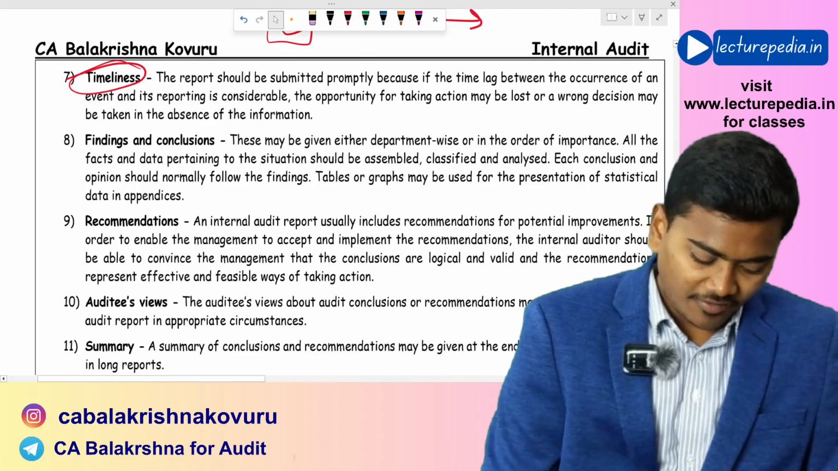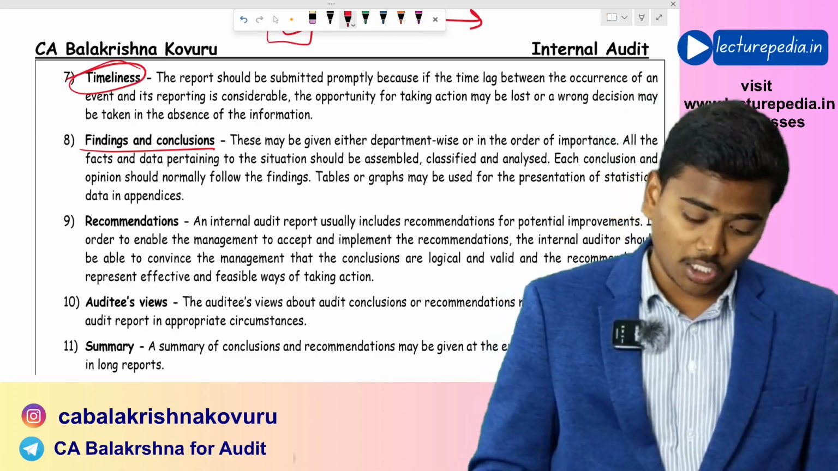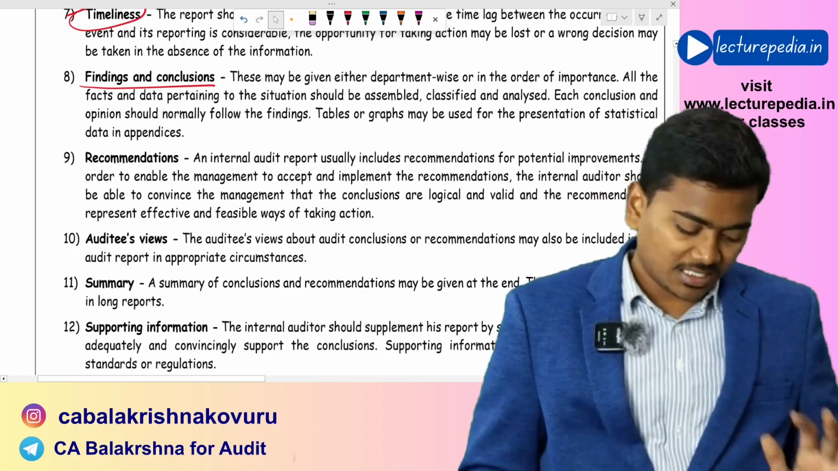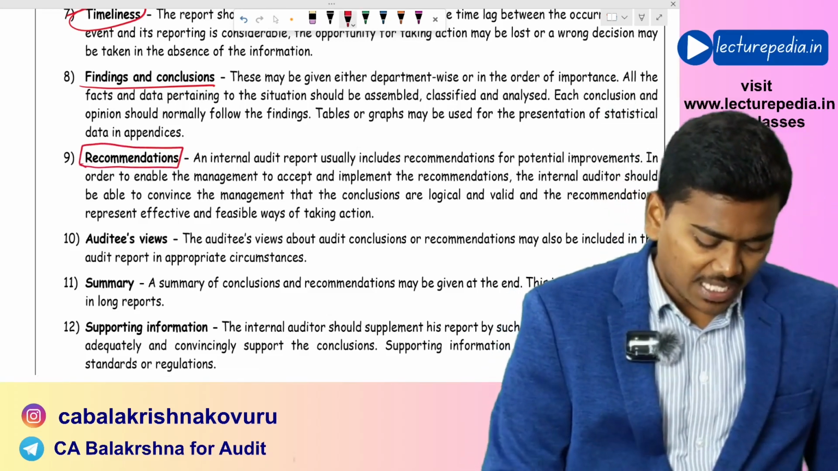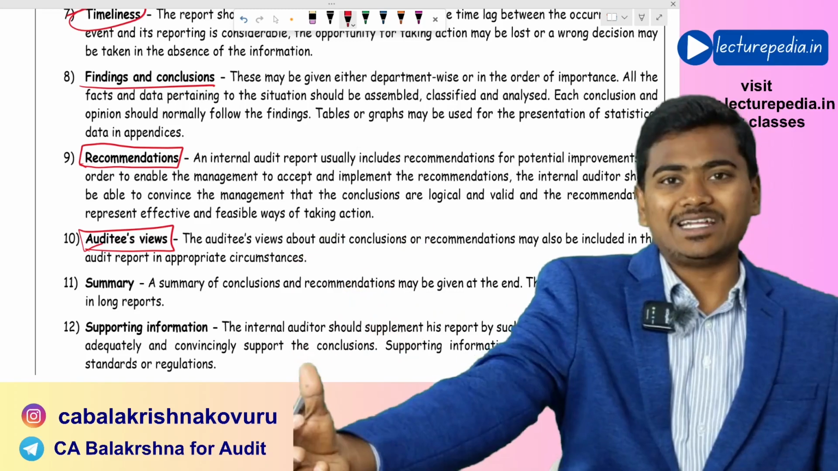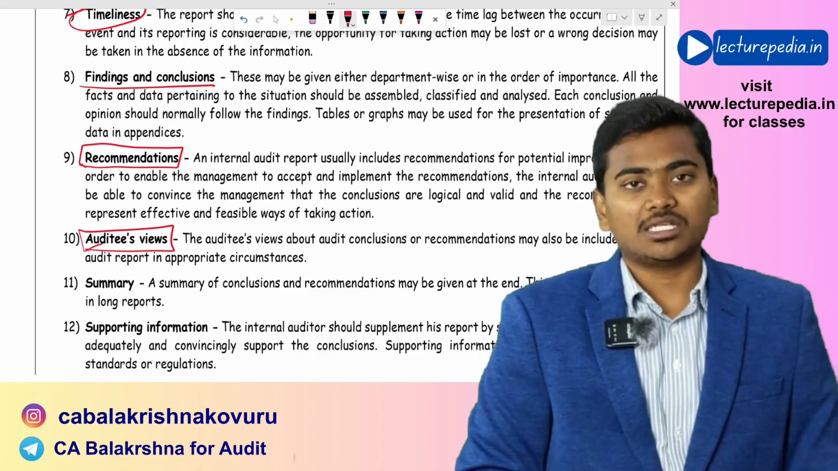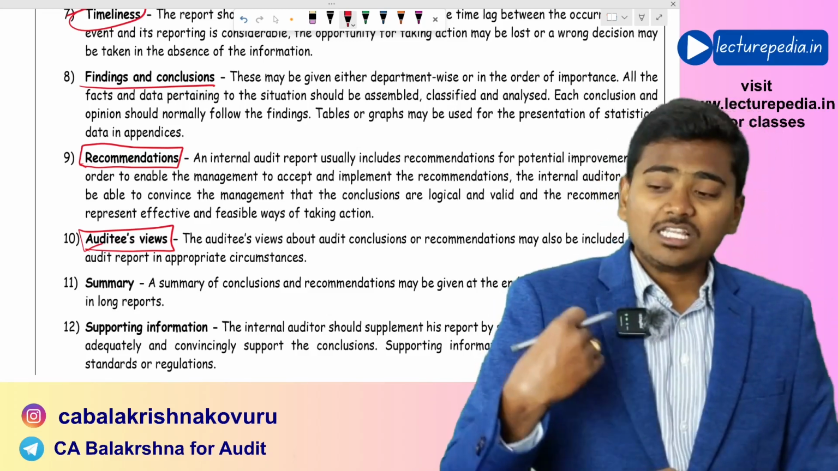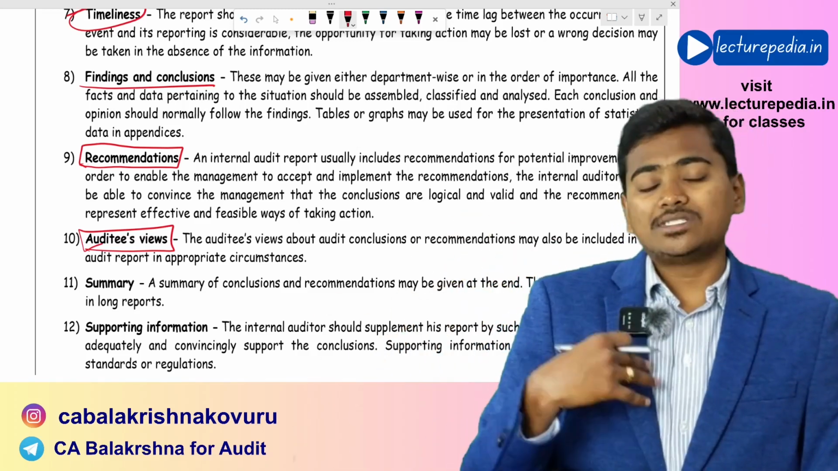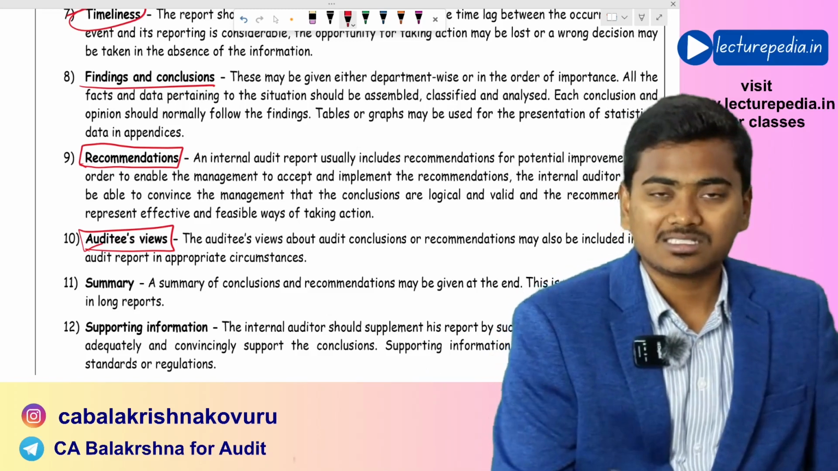Okay, next, findings and conclusion. The internal auditor needs to properly present the findings and conclusions in the internal audit report. And with respect to those findings, if the internal auditor has any recommendations, even those recommendations should be presented. And auditee's views. Okay, what are the views of the auditee, that is the client, on the points that have been pointed out by the internal auditor and recommendations that have been made by the internal auditor, whether they were useful to them, and what are the results that they have got by implementing the recommendations made by the internal auditor. So the auditee's views can also be stated in the report.